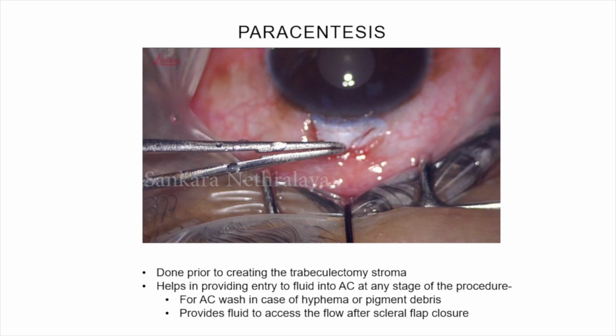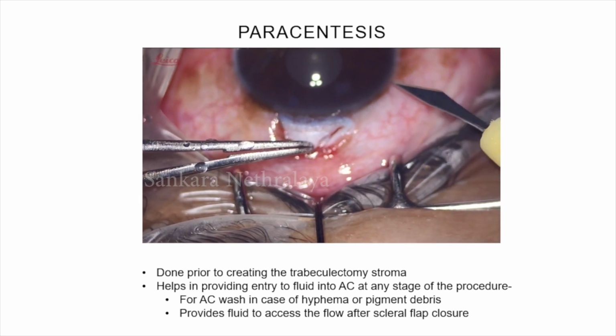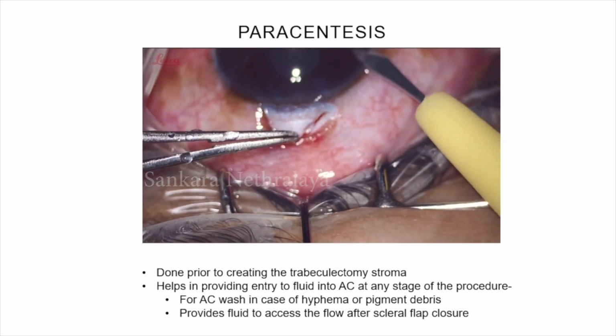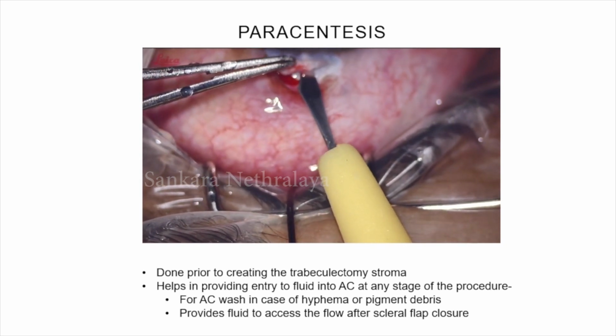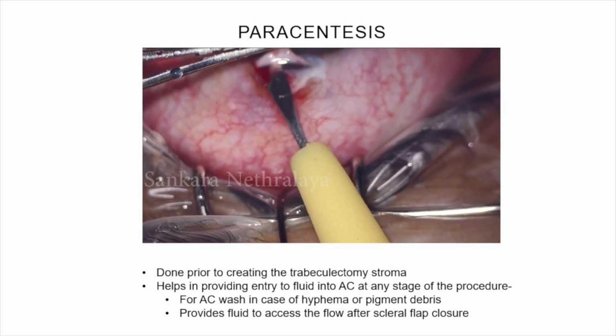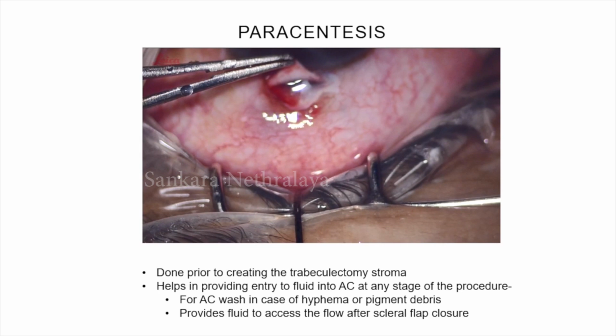The next step is paracentesis. It is done prior to the creation of the trabeculectomy stroma. It helps in providing the entry of fluid into the anterior chamber at any stage of the procedure. For example, for AC wash in case of hyphema or pigment debris, or to provide fluid to assess the flow after scleral flap closure.